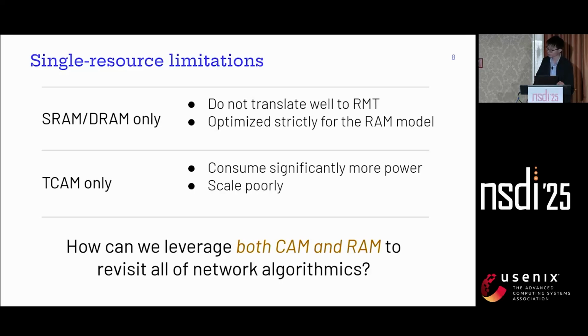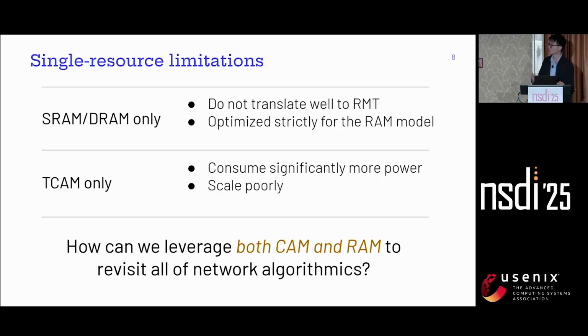The second motivation was we really wanted to address the limitations that we saw with single resource approaches. So traditional SRAM and DRAM only approaches, a lot of them don't translate well to RMT architectures at all. Many don't even fit. And a lot of them are optimized strictly for the traditional RAM model, meaning they prioritize certain optimizations like early exits. They choose to avoid the additional latency cost of hashing by using more memory, paying a penalty cost in memory, and using directly indexed data structures, right? With TCAM-only approaches, they consume significantly more power, significantly more transistors per bit. They scale poorly, and a lot of the more advanced TCAM approaches actually require hardware changes, which is one thing we try to avoid.